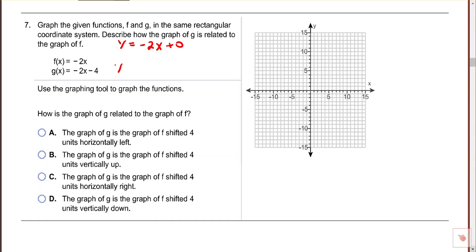And then our second one, y is equal to, and let's change the color on that one, y is equal to negative 2x minus 4. All right, so we are going to go ahead and use the slope-intercept form. Remember, that's your y equals mx plus b, where b represents the y-intercept and m represents the slope.